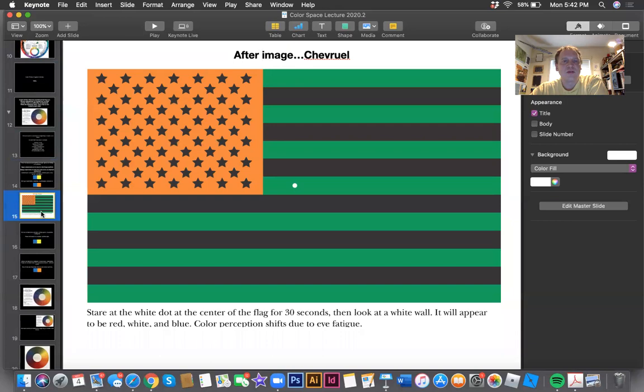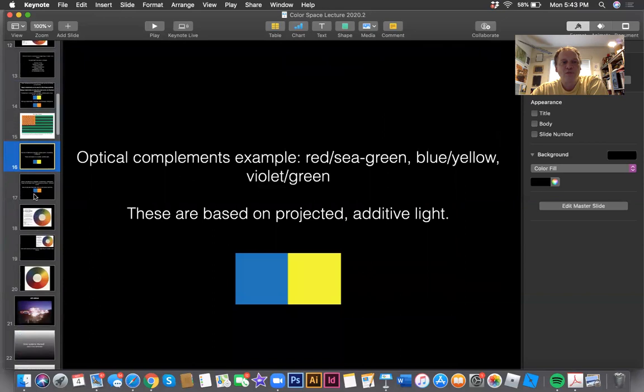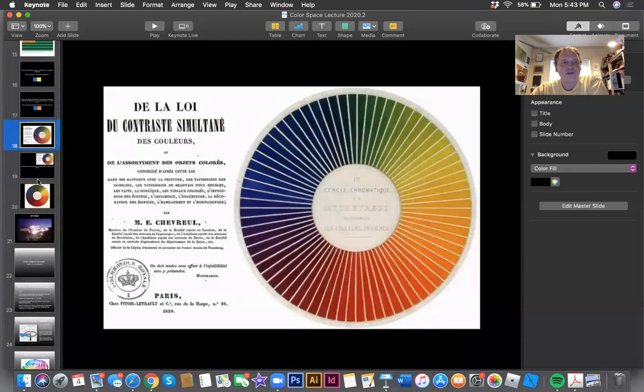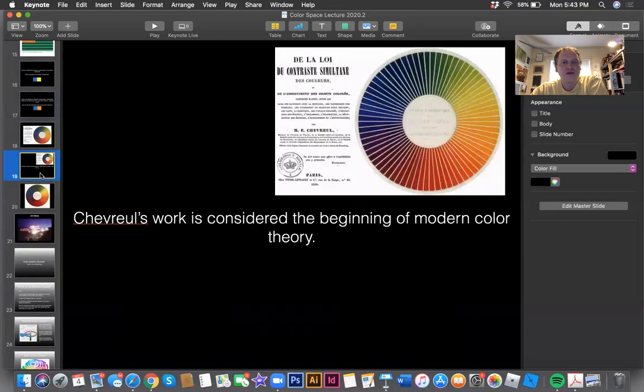So here's an example of an image you may have seen before, or one like this, where you stare at this for a minute and then look away at a white wall, and you'll see this in the correct colors it should be, which are red, white, and blue, which are optical opposites of these colors. His color wheel, just because it's so awesome. We're seeing that again.